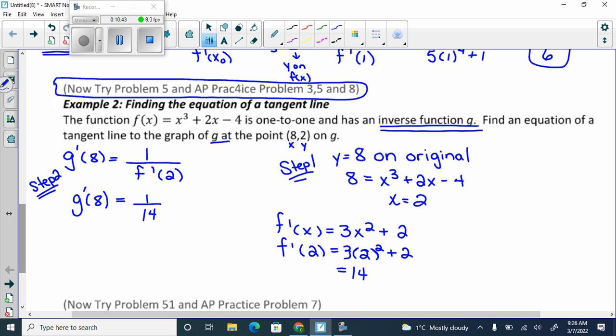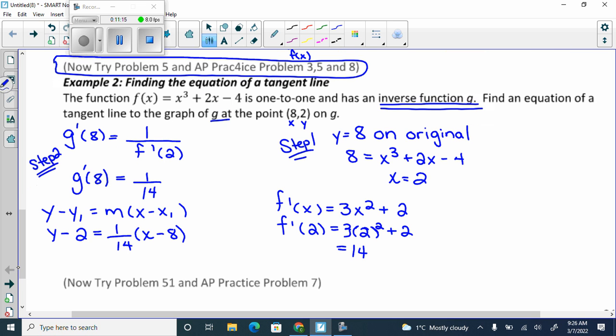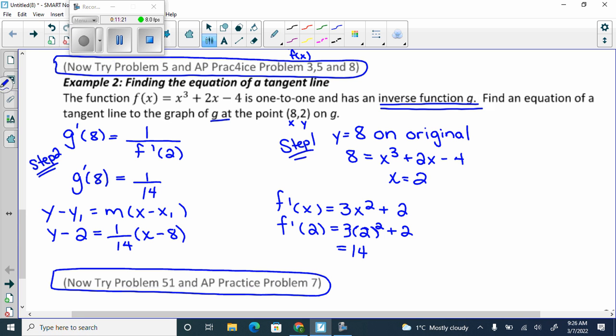Okay, but we're not done. That's just the tangent slope. So we have to go y minus y1 equals m times x minus x1. So it's going to be y minus 2 equals 1 over 14, and then x minus 8. That would be if we were written response, you wouldn't have to put it in another form unless they ask for it in a specific form.